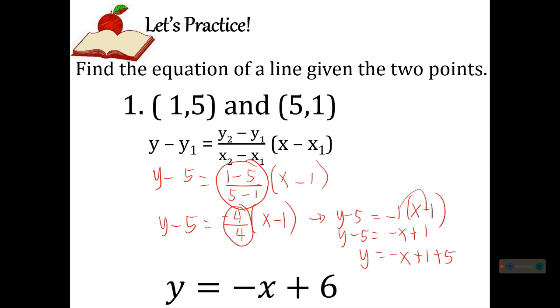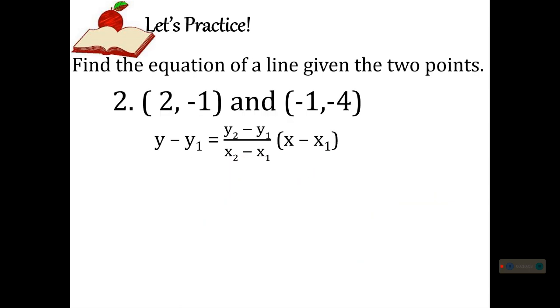Question? Okay, so I hope it is clear to you. But I have here another example. We have here the first point is (2, -1), and the second point is (-1, -4).